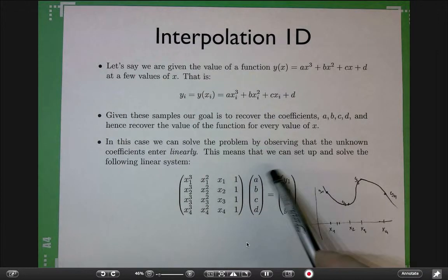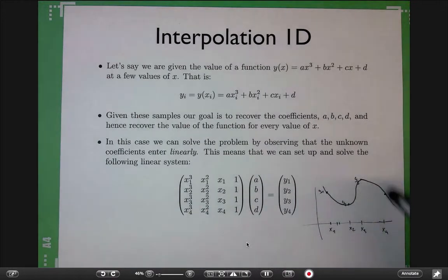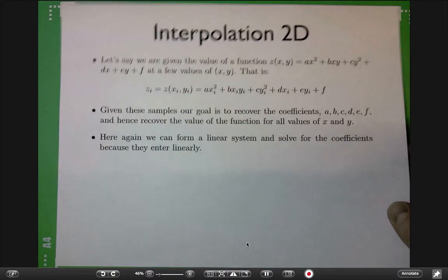And what we get is the a, b, c, d coefficients, and if we plug them here, we have this cubic polynomial that interpolates these points. So that's sort of neat, right? That's already a useful application. Make sense? So we can also do interpolation in 2D, and actually in any dimension.